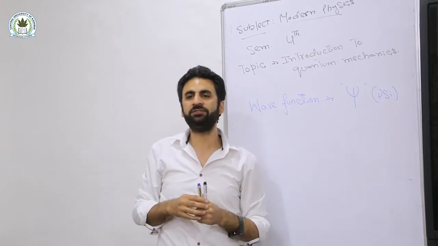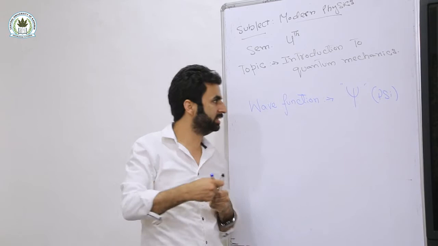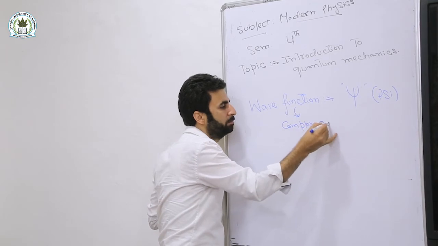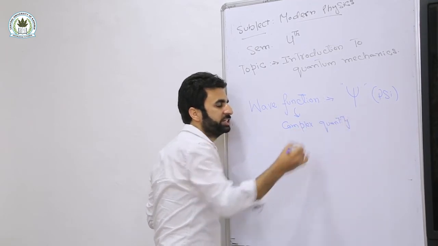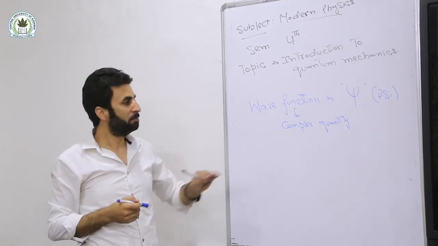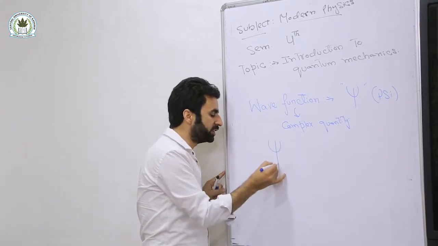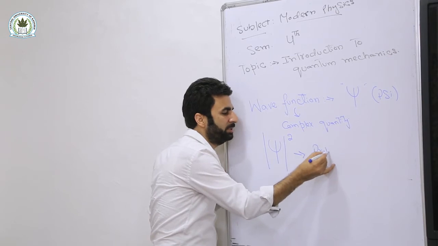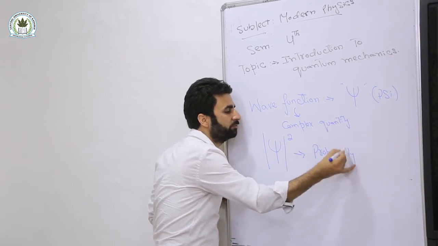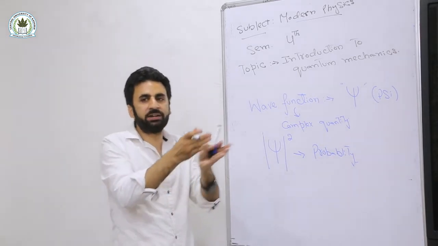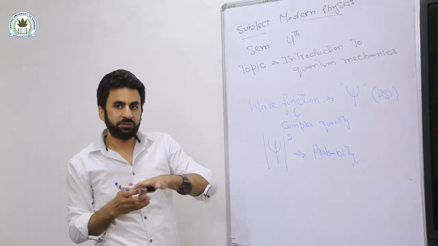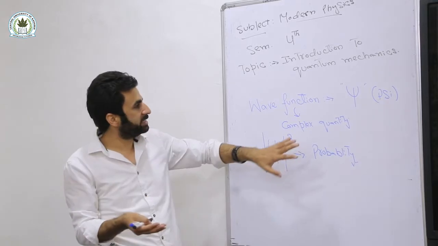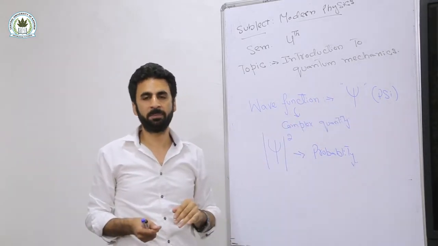If we try to define this wave function psi, the first thing is that it's a complex quantity. This wave function itself has no significance. But if we take the square of this wave function, it gives us the probability of finding a particle at a particular position under the given circumstances. So whenever we are interested in studying the quantum mechanical behavior of a particle, mathematically we are interested in finding the wave function psi of the particle. Now what is this wave function?